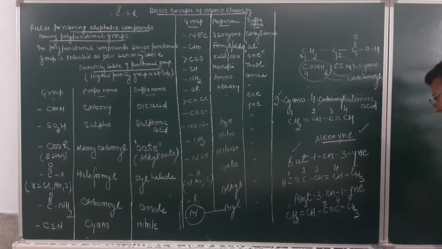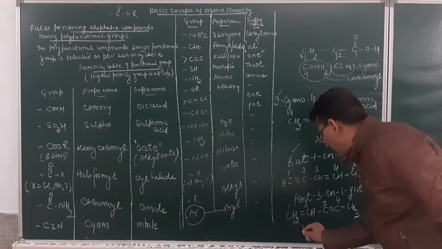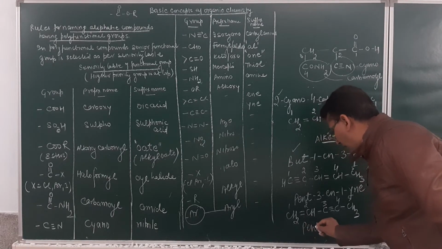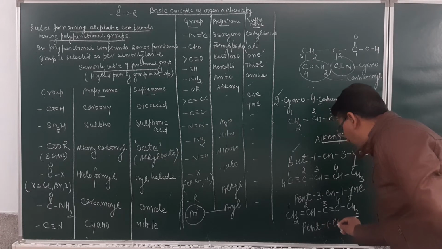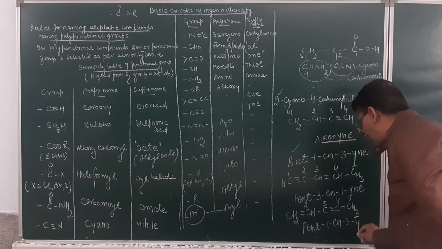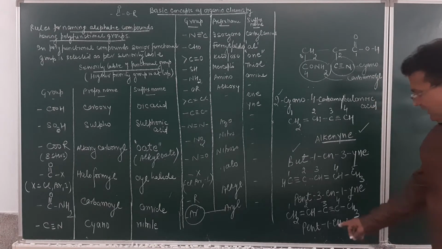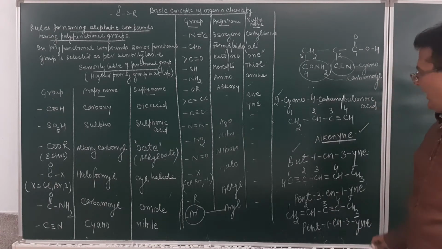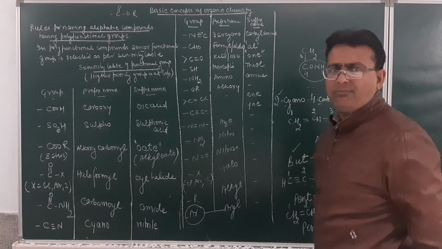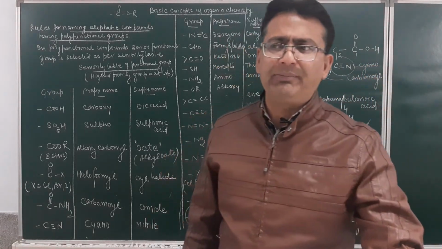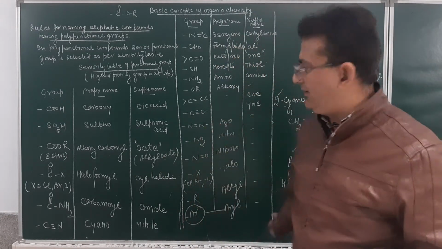So for 5 carbon atoms, what is the root word? This will be pent. And then 1-ene and then 3-yne. So the name of this compound will be given as pent-1-ene-3-yne, as the base name will always remain the same. So if in a compound both double and triple bonds are present, then the numbering has to be done in this manner.